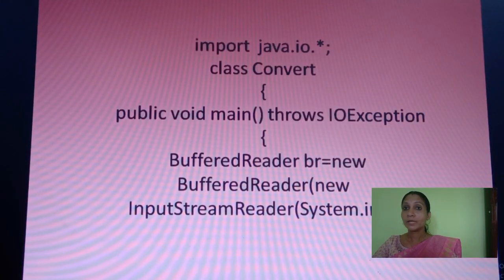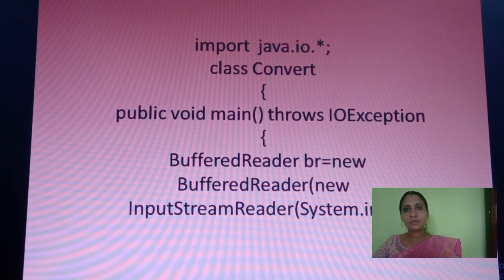We can do this with the help of the BufferedReader class. Because of that, first we have to import the IO package. How can you import it? import java.io.*; What's the name of the class? I have given Convert here. You can give any name. Open the curly bracket, then start the function.